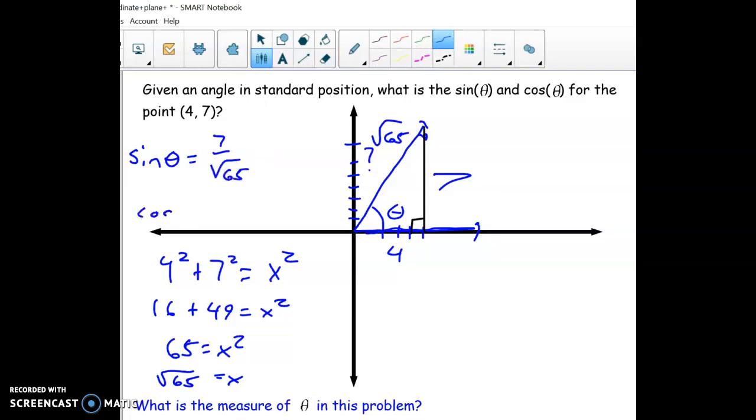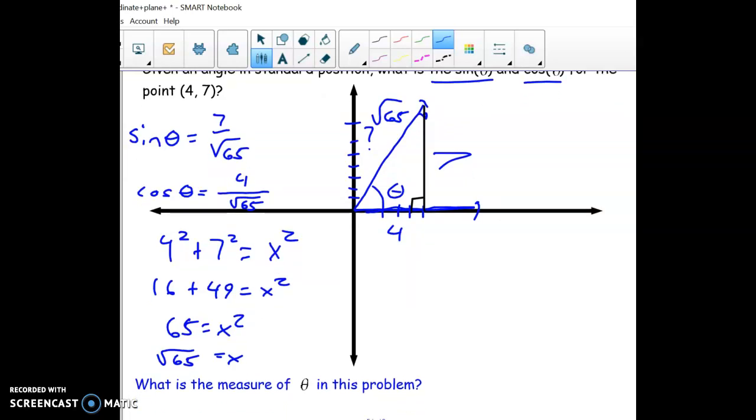Okay, and try the cos then. So now that we found the sine ratio, try the cos. And cos for this angle is just going to be adjacent over hypotenuse. So it's going to be 4 over root 65. Okay, so we've answered the question, what's the sine ratio, what's the cos ratio? They're right there. And then if we wanted to find the angle measure, so what would be the measure of theta? Pause the video and see if you can figure that out.